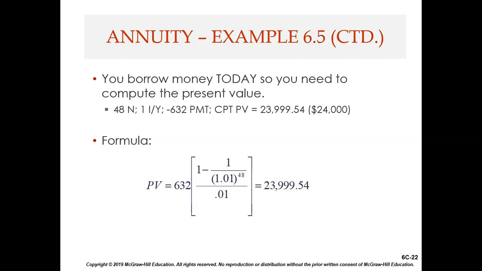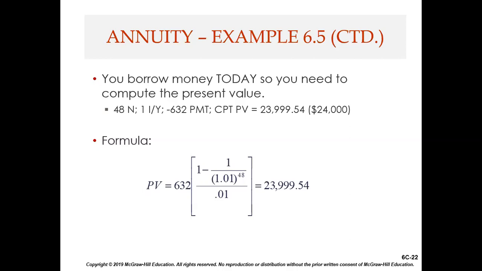Now take the number 1 minus the 0.62026 we just calculated, and we get 0.3797395951. Now divide that result by 0.01. I got 37.973959. Now multiply that by 632, and you get $23,999.54. So that's the steps you should take to solve that formula.